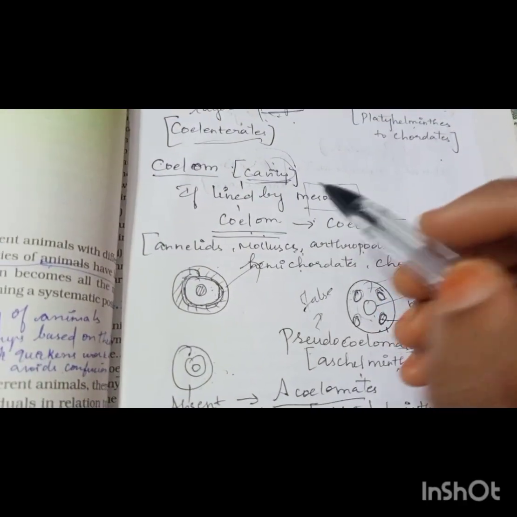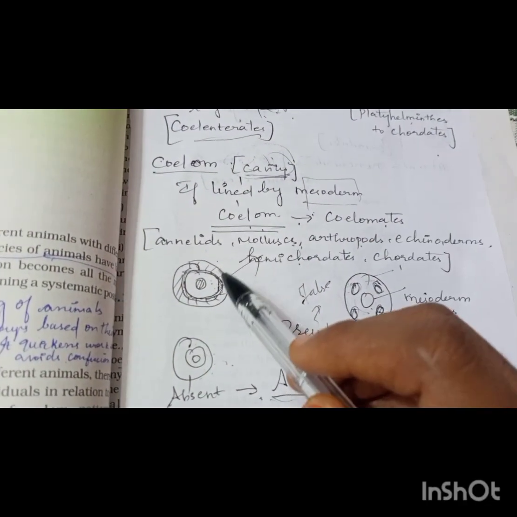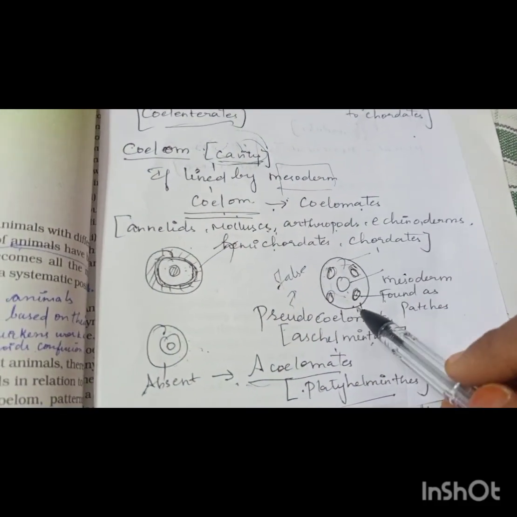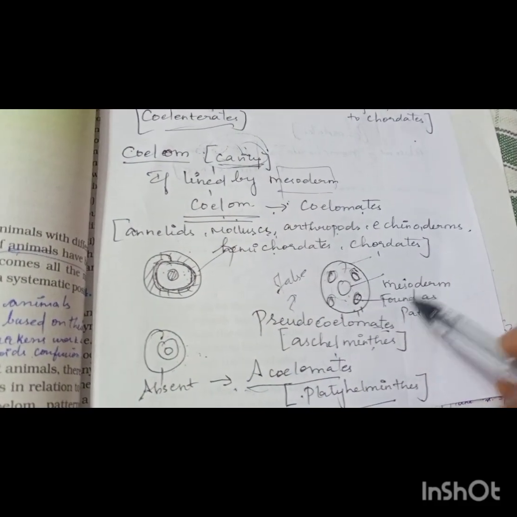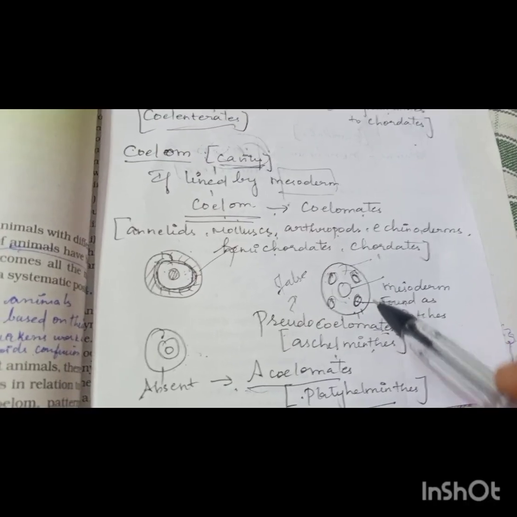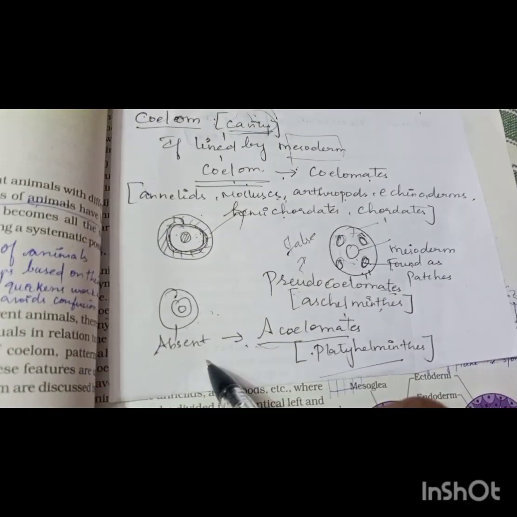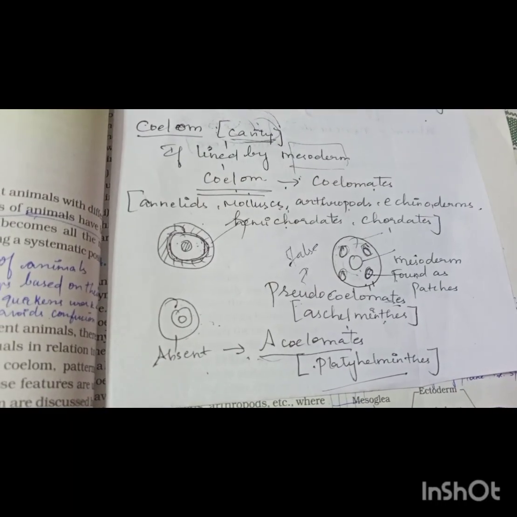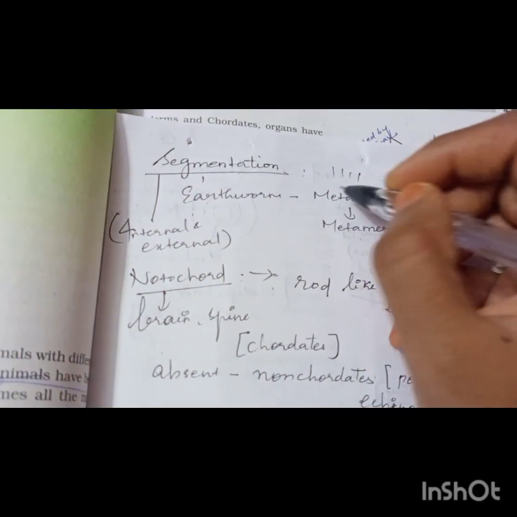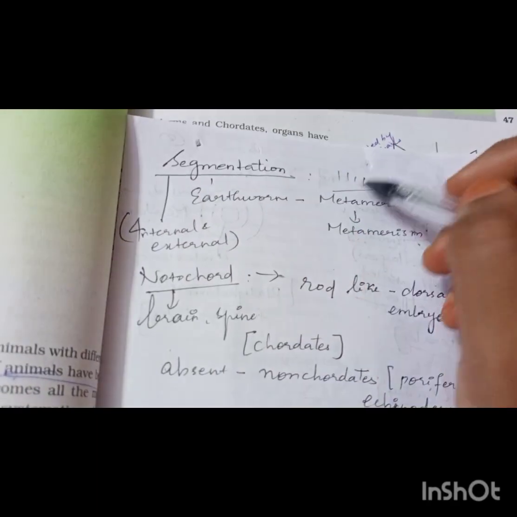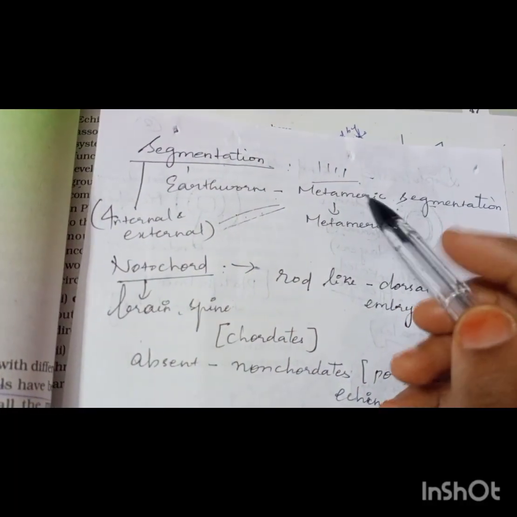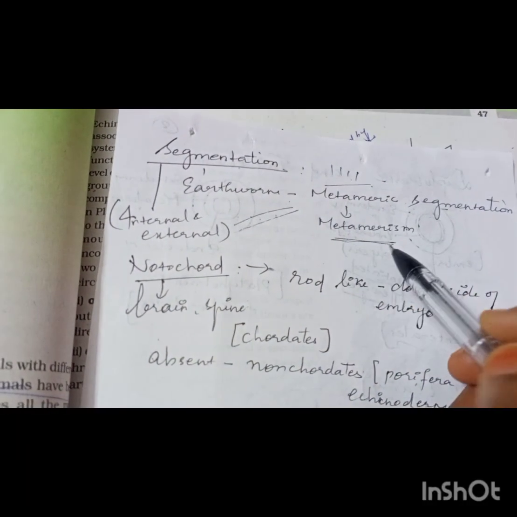So if the organism is having a cavity which is lined by mesoderm, it is known as coelomata. If the organism is having mesoderm as patches in the cavity, it is pseudocoelomates. If the coelom is completely absent, the organism is known as acoelomates. Next is segmentation. So the body will be divided into various segments inside and outside. For example, earthworm. The segmentation found in the body of the earthworm is known as metameric segmentation, and the scientific term for this is metamerism.